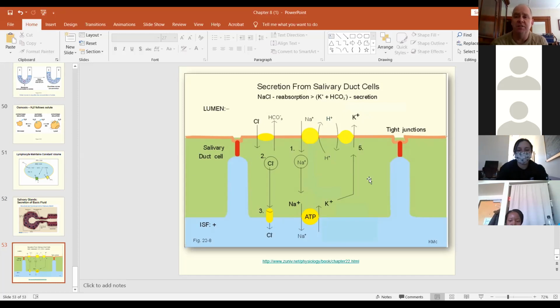So again, think about balancing ions. We want to lose bicarbonate and potassium. How do we do that? Bicarbonate is easy, just the chloride bicarbonate antiporter. We need 2 antiporters to get this potassium out because we don't have a sodium potassium antiporter. Sodium comes in for hydrogen, and then the hydrogen comes in for potassium.